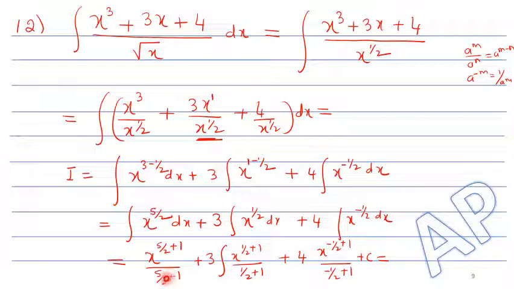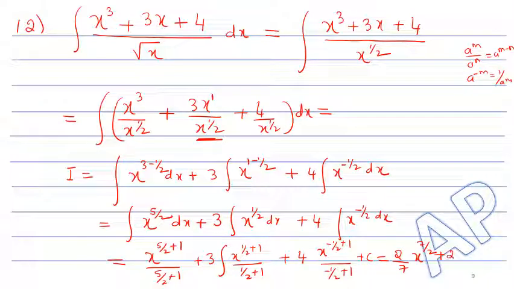And 5 by 2 plus 1 in the denominator is also 7 by 2. That can be written as 2 by 7 x to the power of 7 by 2 plus. Now look at the second term: half plus 1 is 3 by 2, 1 by 2 plus 1 is 3 by 2, and here also I have 3 by 2. So the 3 and 3 are eliminated, and we have 2 into x to the power of 3 by 2.